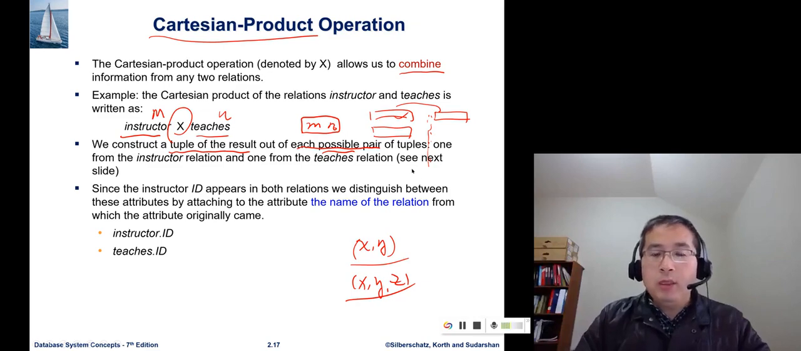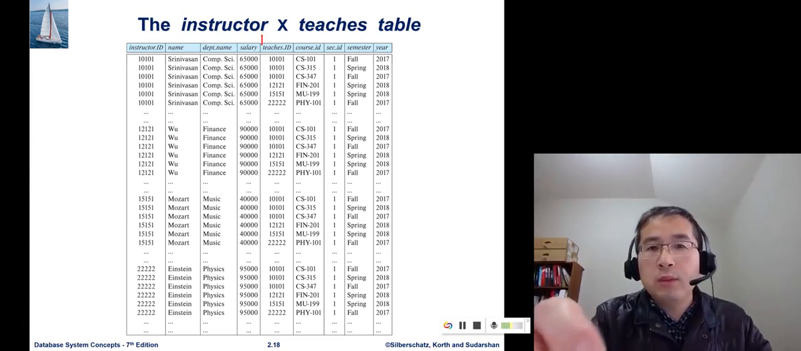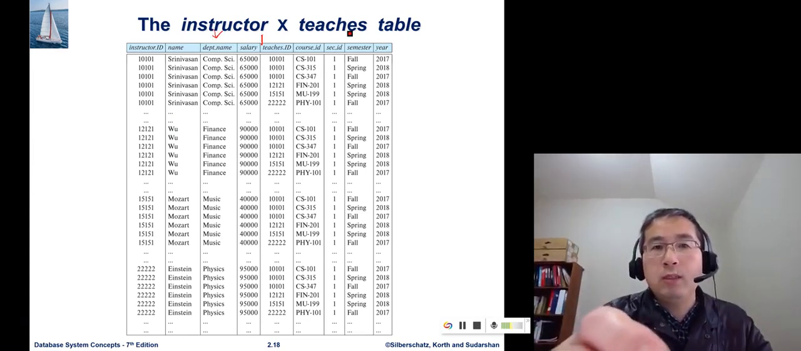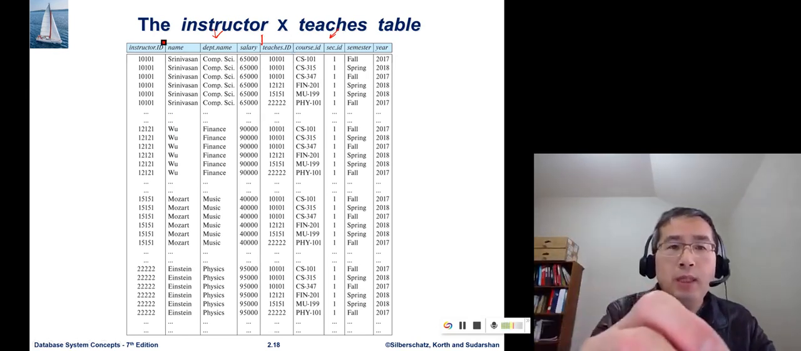So maybe we have a concern. Let's look at that table. You can find this one. For instructor, we have the ID, name, department, and salary. And then for teaches, we have the ID, meaning the instructor ID, correct? And the course ID, section ID, semester, and year. So this is for the instructor and this is for teaches. But you can find here we have two IDs. The two IDs are the same, meaning the attribute name is the same.